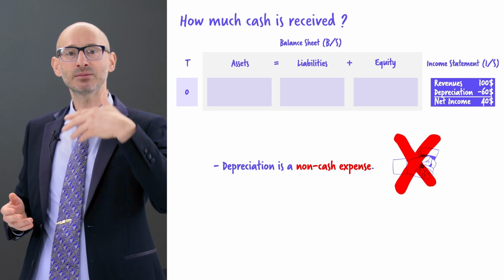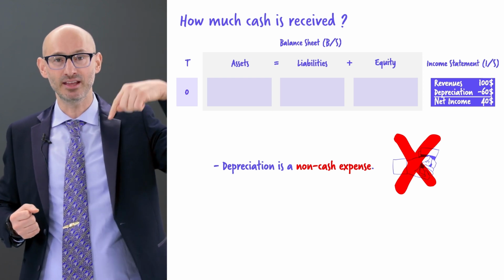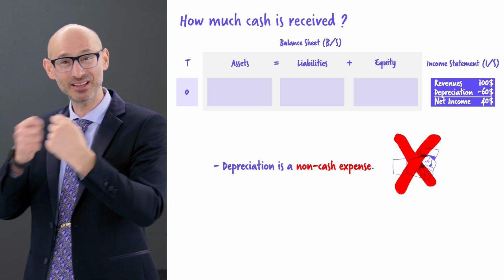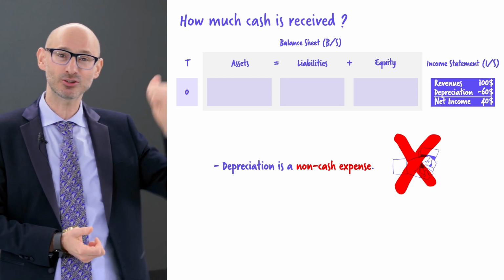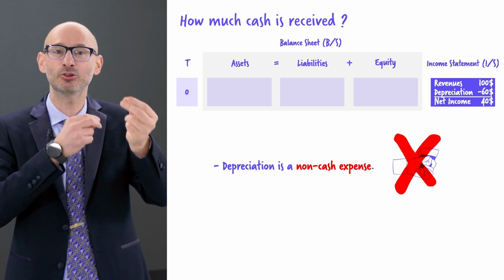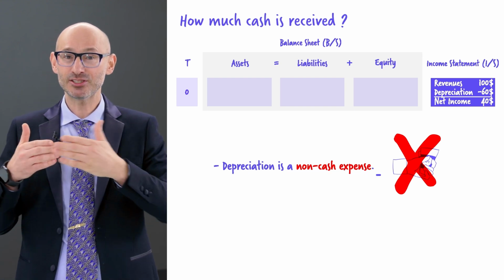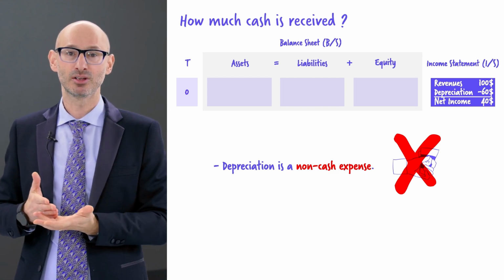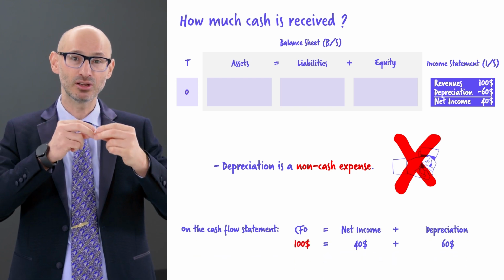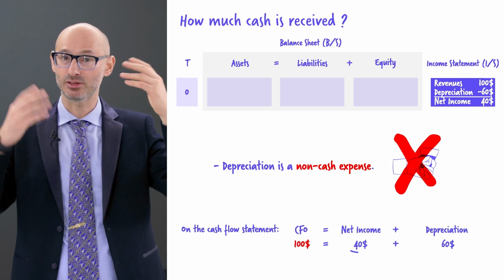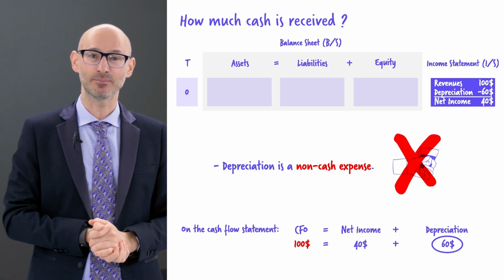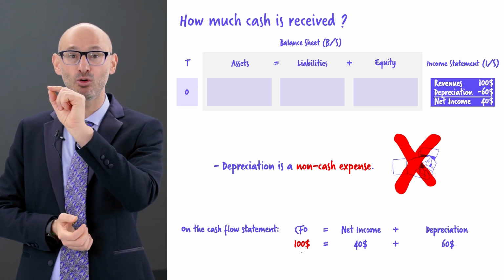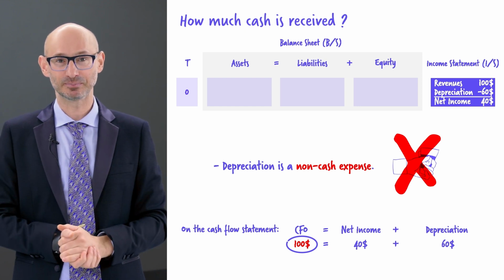Now, if I register depreciation expense for that building today, does that mean we paid $5 today? No, not at all. The building was paid for 5 years ago. We're simply making an accounting entry. Depreciation is always a non-cash expense. So to arrive to cash, we always start with that income, which is a 40, and add back the depreciation, which is a 60, to arrive to the CFO, which is 100. Easy, huh?